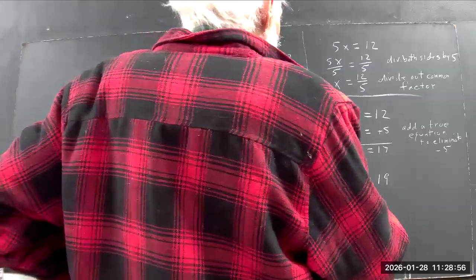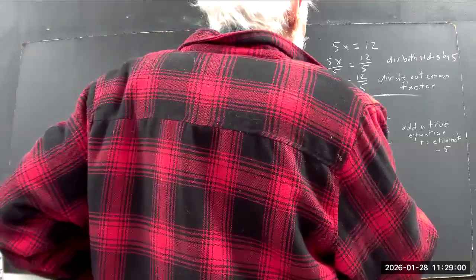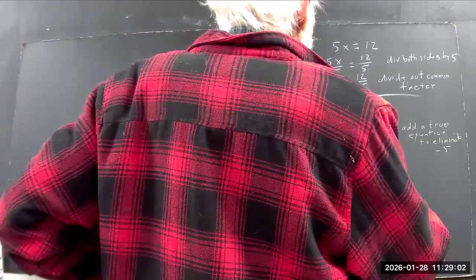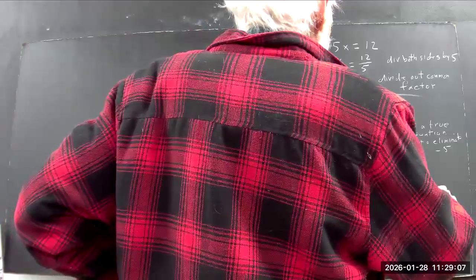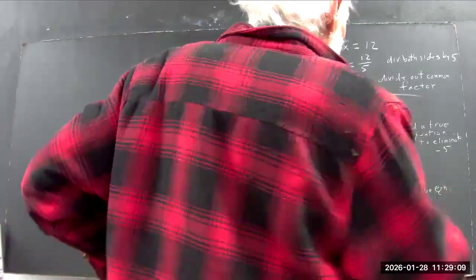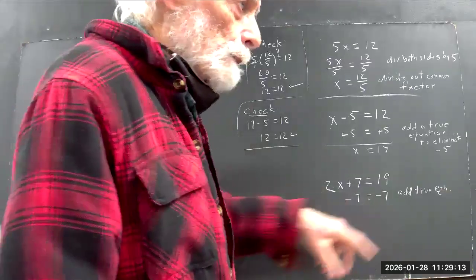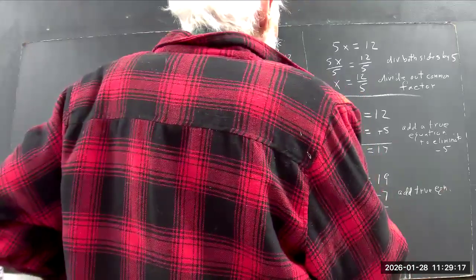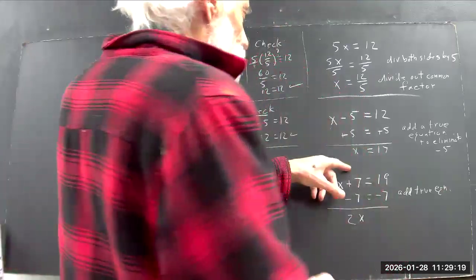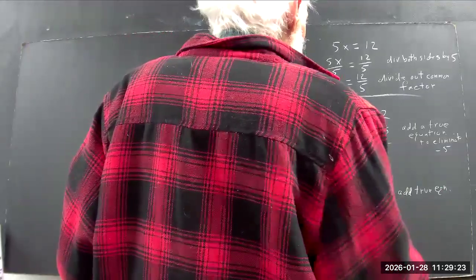We're going to, first of all, add the equation -7 equals -7. And we know that's a true equation because we have exactly the same thing on both sides. So we add these equations and we get 2x here. 7 and -7 gives us 0. 19 minus 7 is 12.